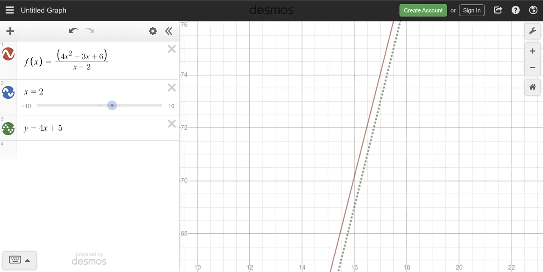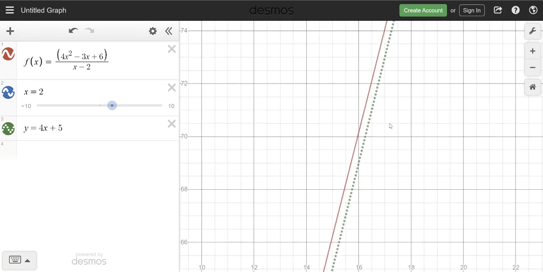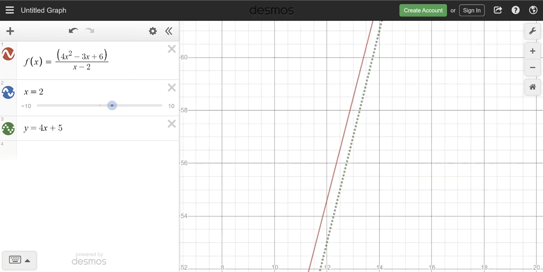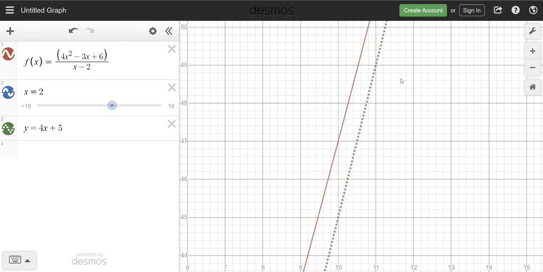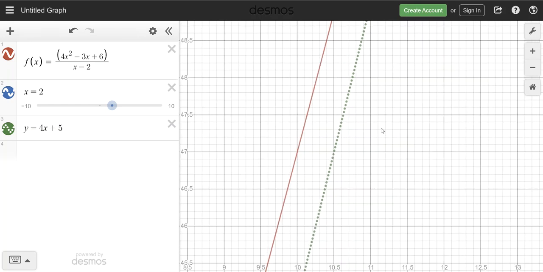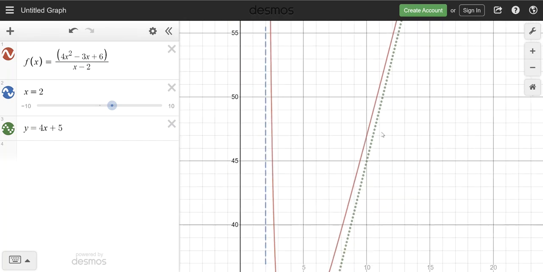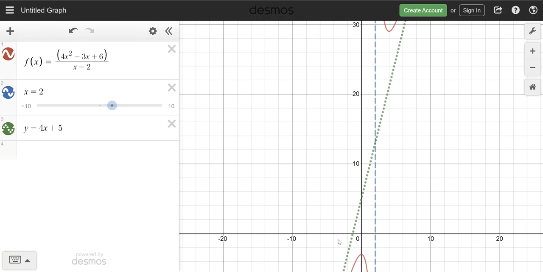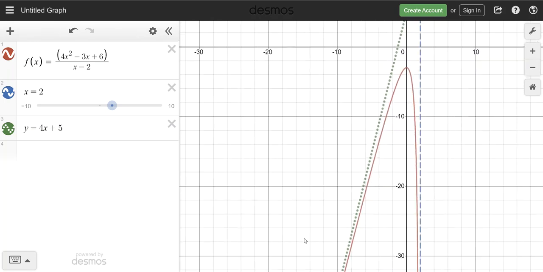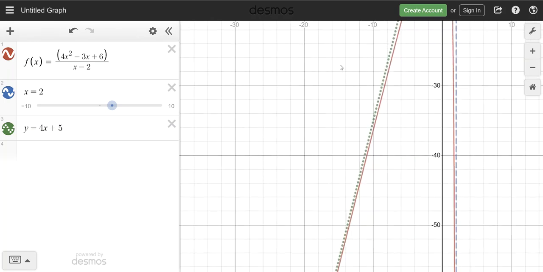And the same thing is going to be true down below. You're going to see that it's approaching. Sorry, I need to zoom out, not in. Okay, it's approaching but not touching. Same thing down here. Notice that? Approaching but not touching. Isn't that cool?